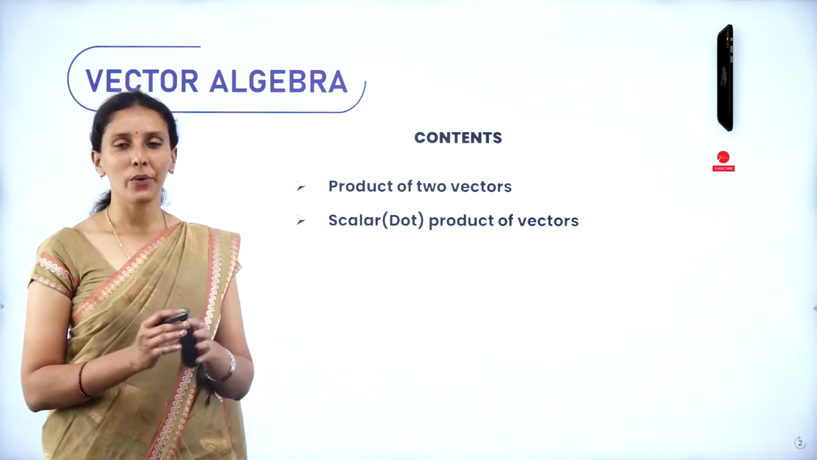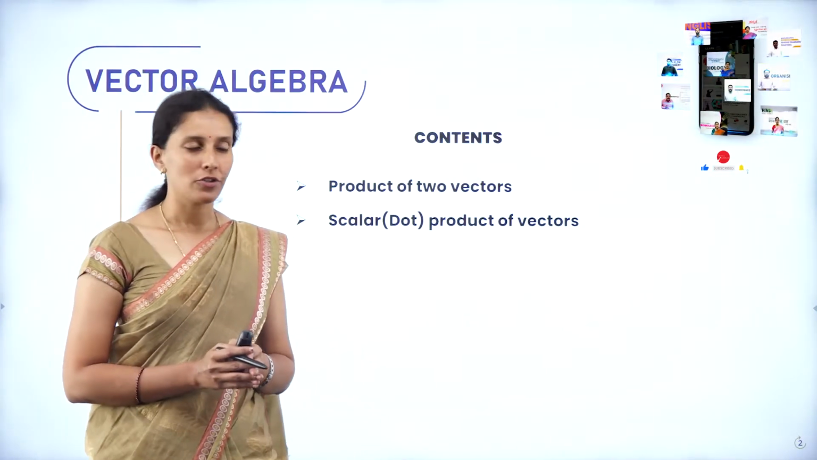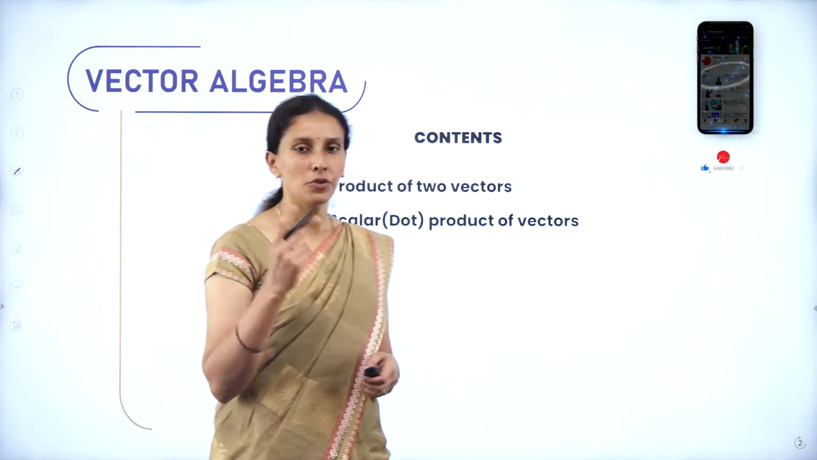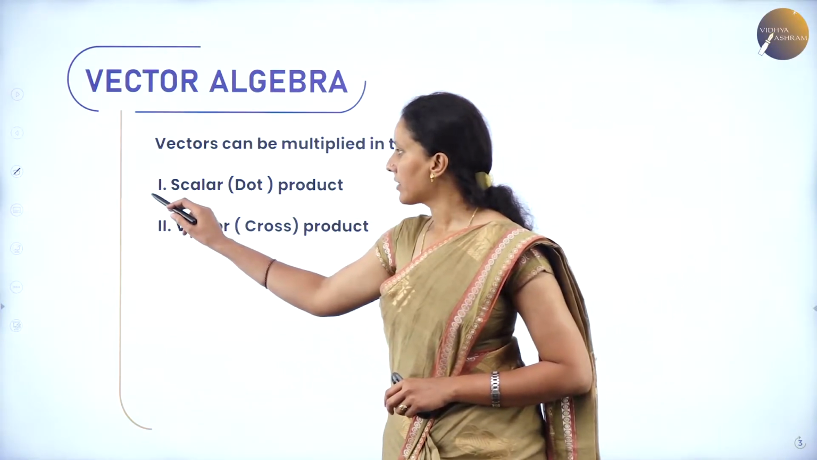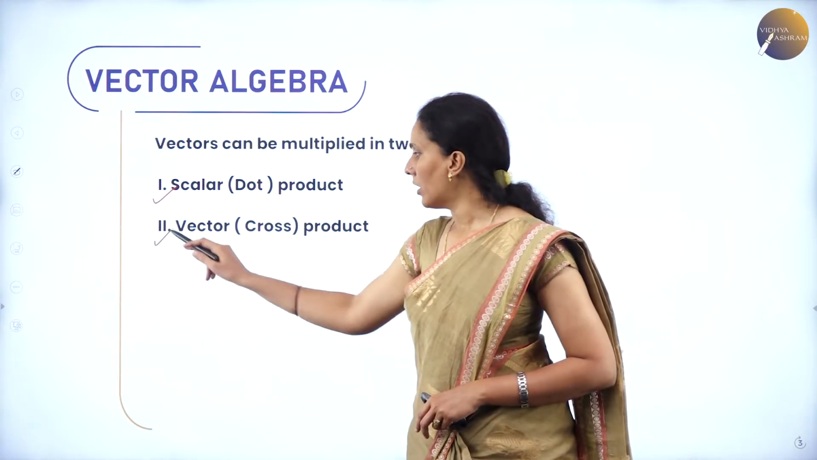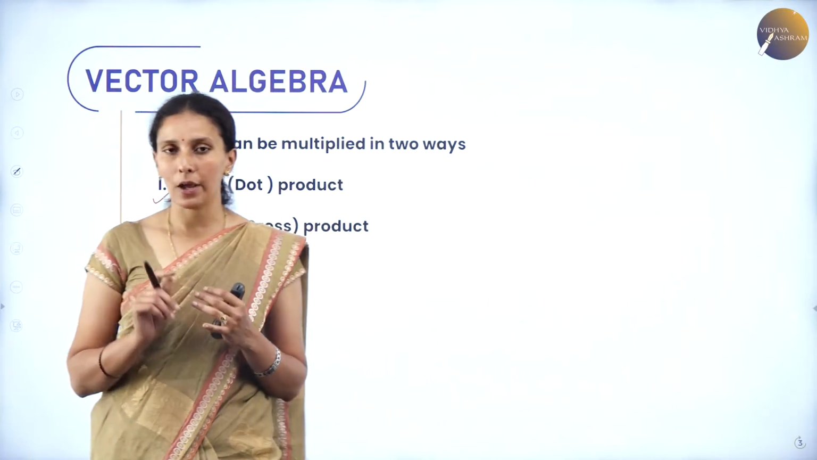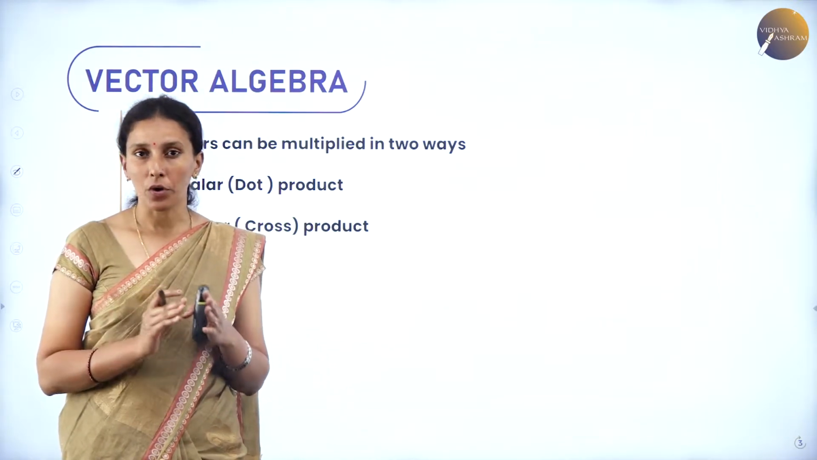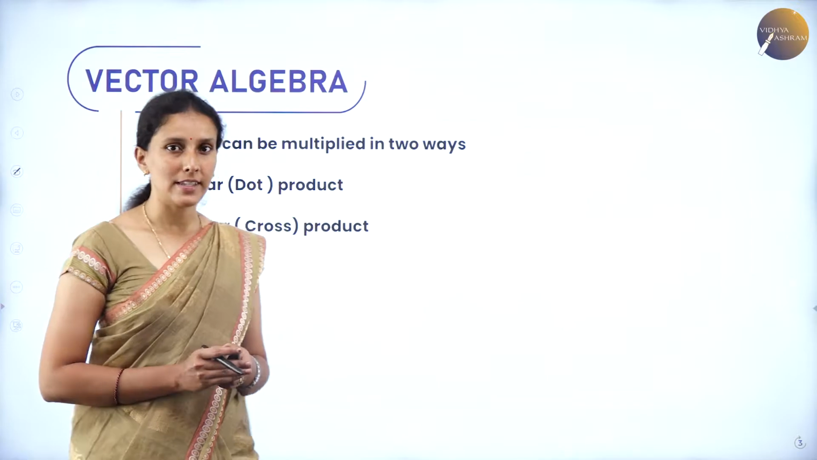In this session, we are going to study the product of vectors, and one type of product of vectors, that is the scalar product. We have two methods of multiplying vectors: one is called the scalar or dot product, and the other is the vector or cross product. So vectors can be multiplied in two ways. One is the scalar product, also called the dot product, and the other is the vector product or cross product. Let's see what the definition of scalar product says.